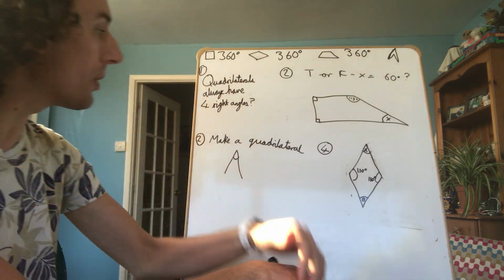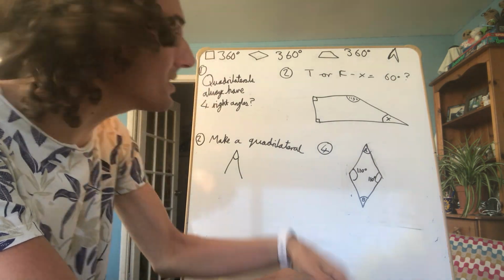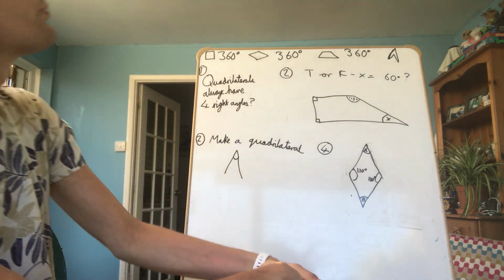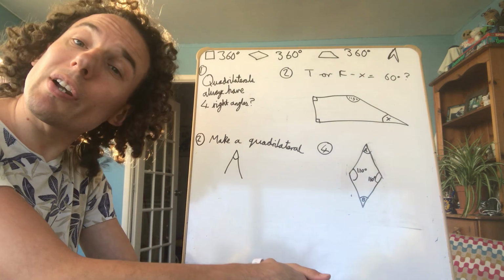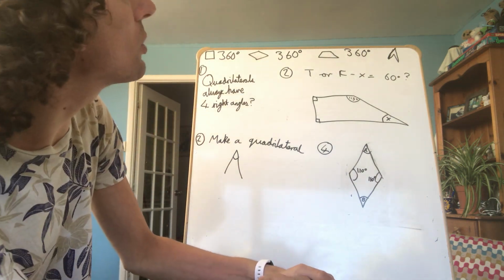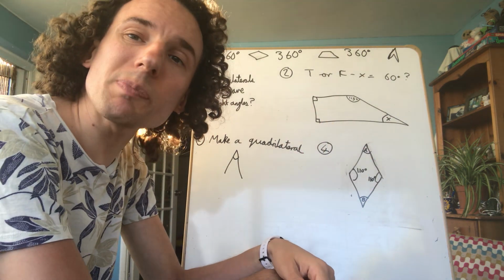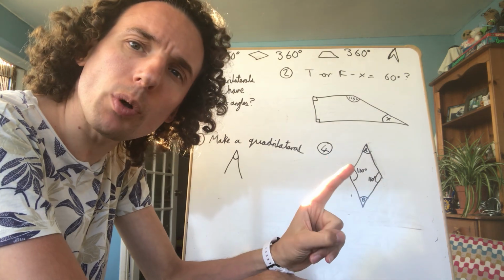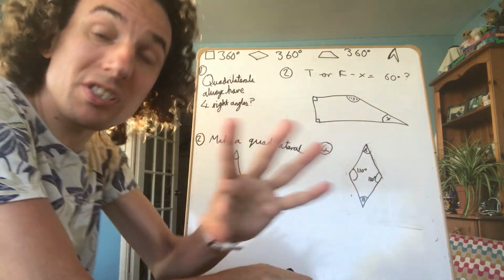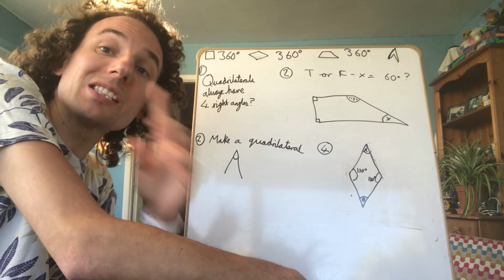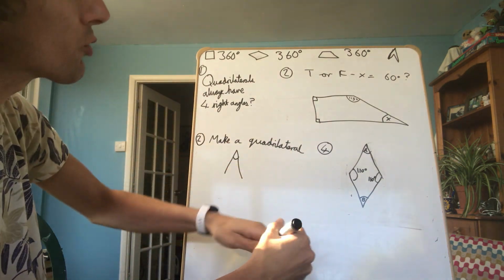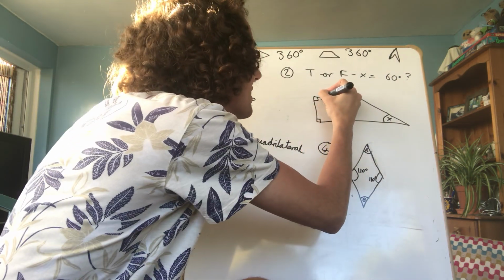Right then, question 2, which makes a bit more use of our brains. True or false? Angle X equals 60 degrees. Okay, so this looks confusing at first, but actually it's fairly simple. I'm going to go through the maths way, then I'm going to go right back to the beginning and see if we can learn it quicker. So right angles, straight away we know they're going to be 90 degrees.